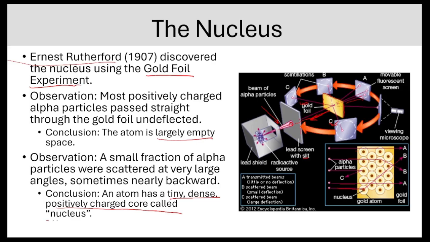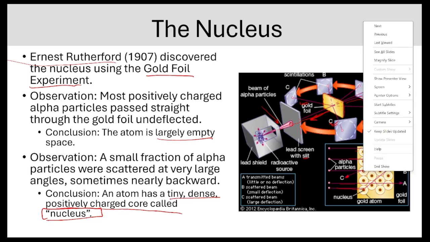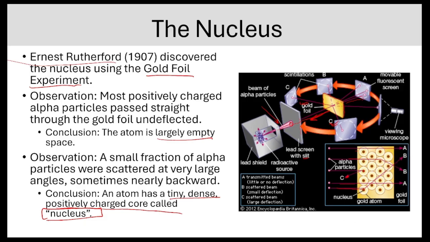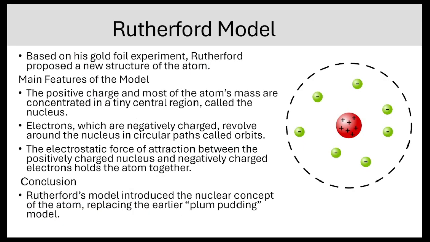So, a tiny, extremely dense, positively charged core, and this tiny center was later called the nucleus. Based on this very high deflection of some of the particles, he deduced that there should be a small, dense section within an atom where the positively charged particles are concentrated, and he called this small region the nucleus of an atom. So based on these findings, Rutherford gave us the nuclear model.